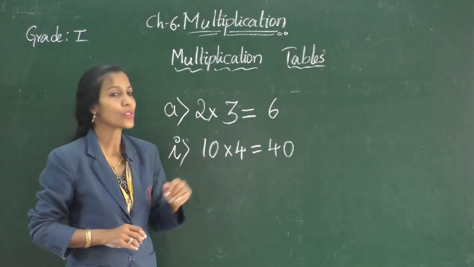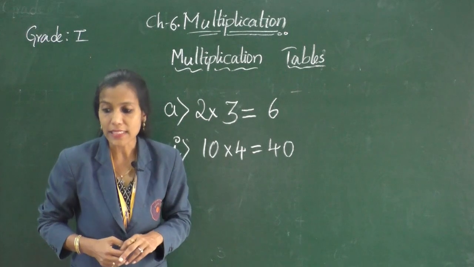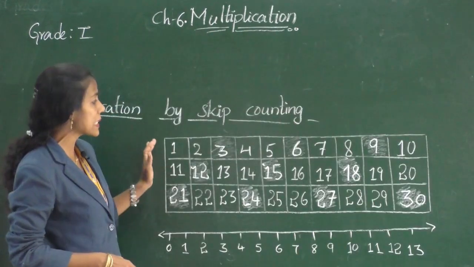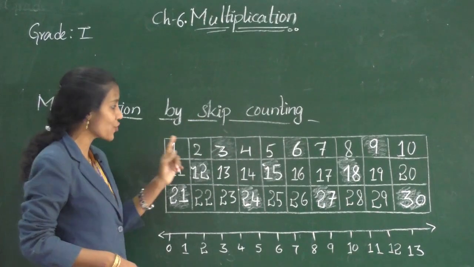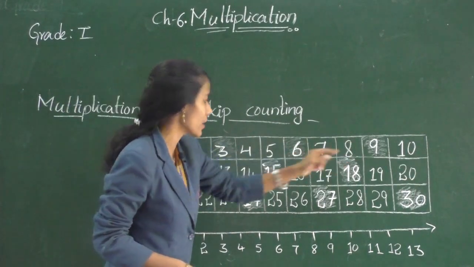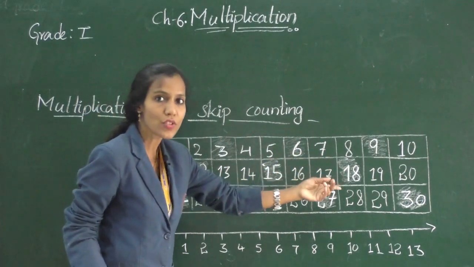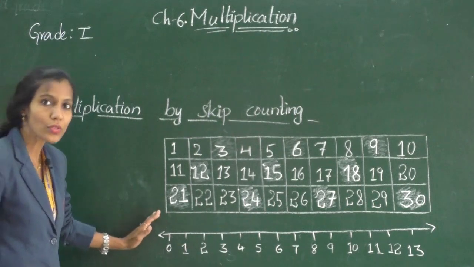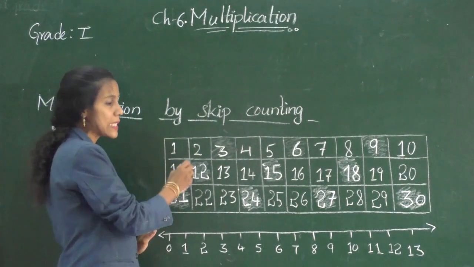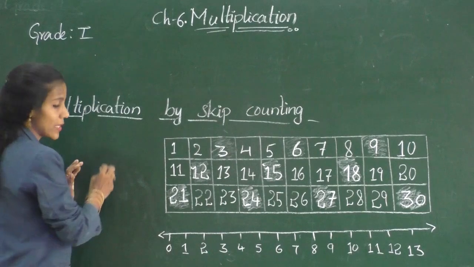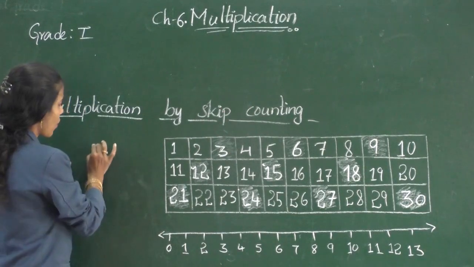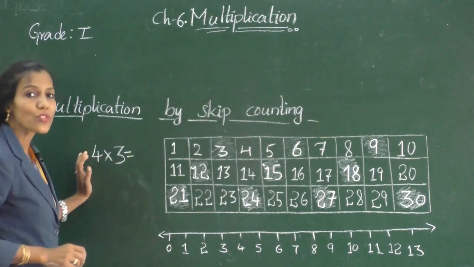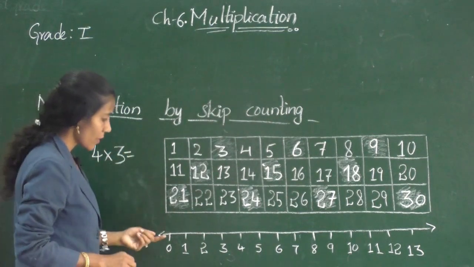Next, we'll go to our next subtopic, that is multiplication by skip counting. This is skip counting by 3. We have shaded every third number. You can see here every third number is shaded. A number line can also be used to solve skip counting. Solving the question, that is 4 into 3. How much is 4 into 3 equal to?